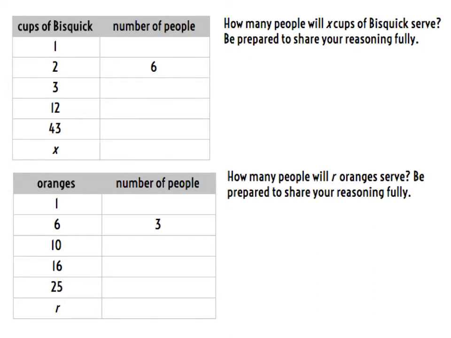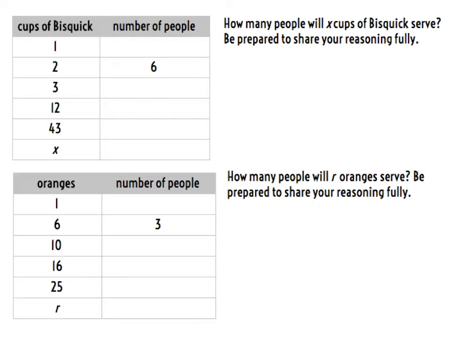Here now we revisited a situation from last Tuesday, looking at some ingredients that would be required and things you'd be able to make for people with those ingredients. So I have the table set up already for you. We know that it's a proportional relationship between the cups of Bisquick required to serve people waffles and the amount of oranges needed to serve people orange juice.